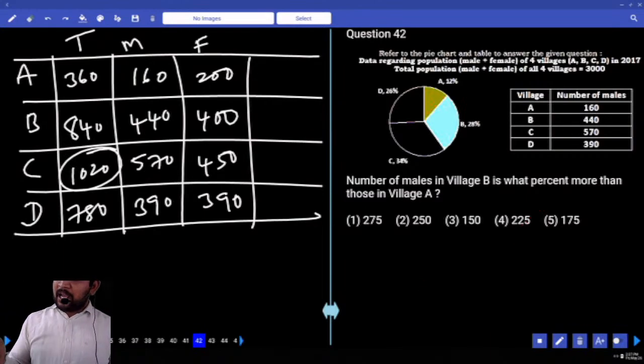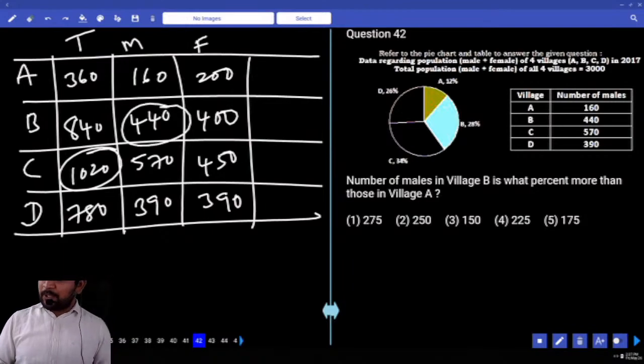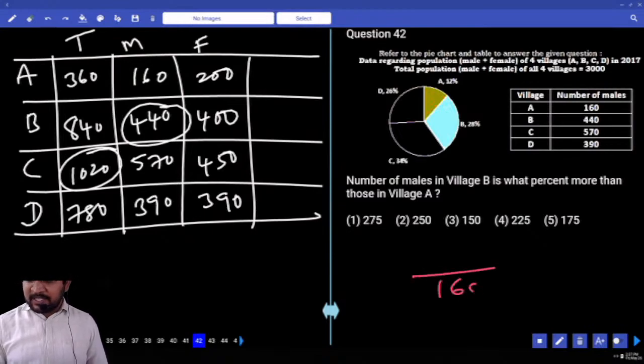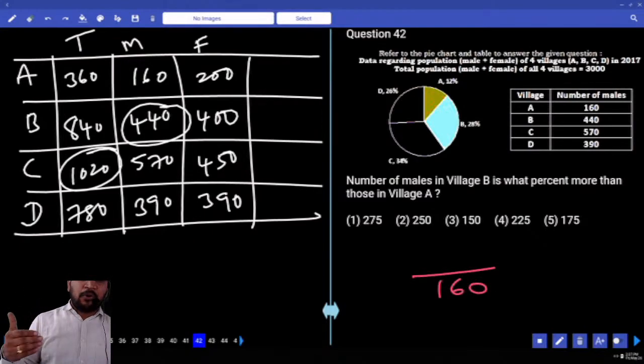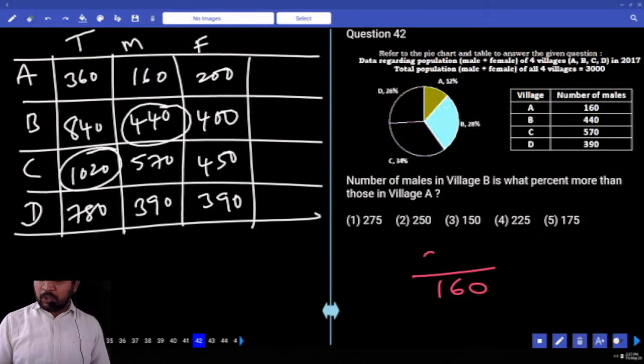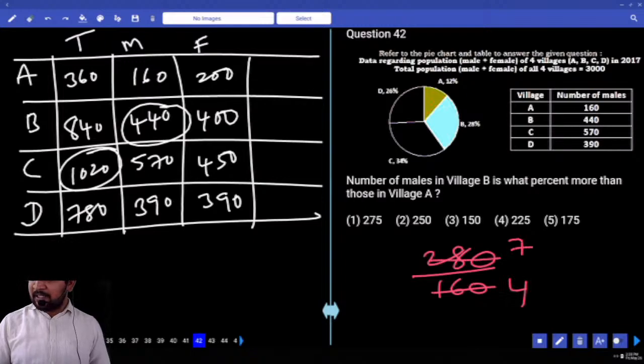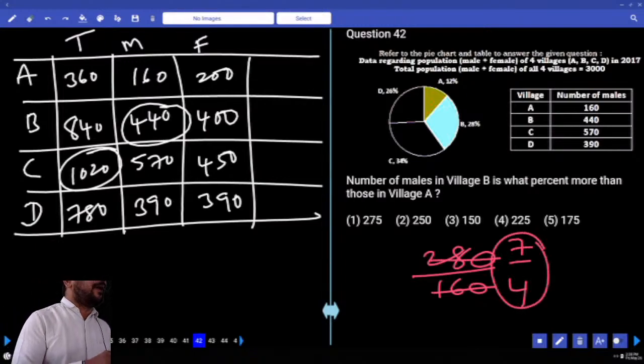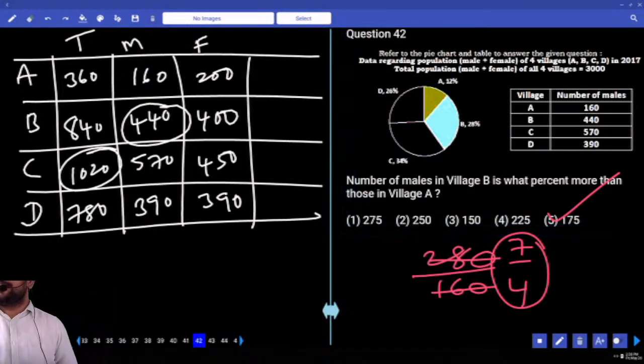Next one, number of males in village B. Males in village B are what percentage more than village A? They compared with village A, right? So 160 goes in the denominator. 440 is how much more? 280 more. So 280 by 160 is 7 by 4. 1 by 4 is 25%, so 7 by 4 is 175%. Are you clear?